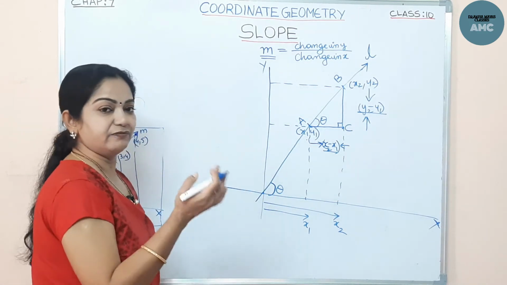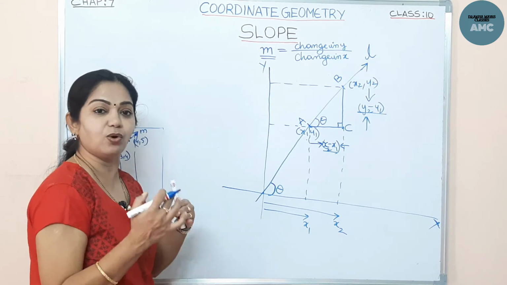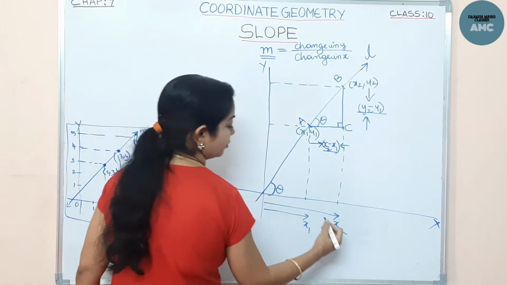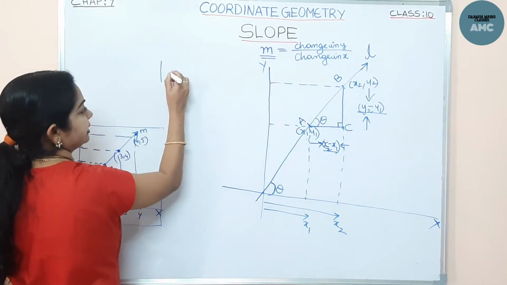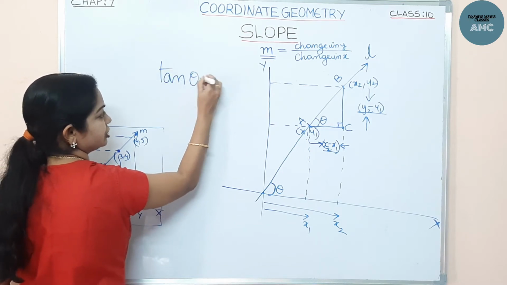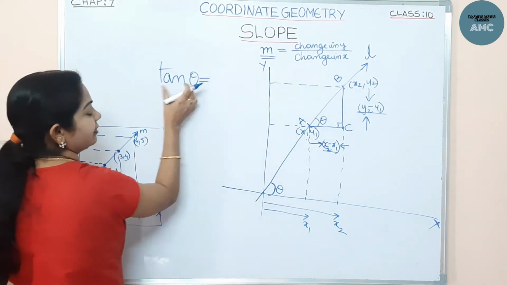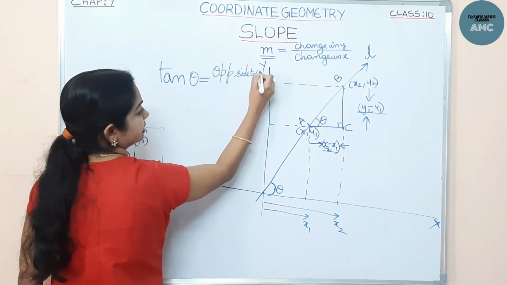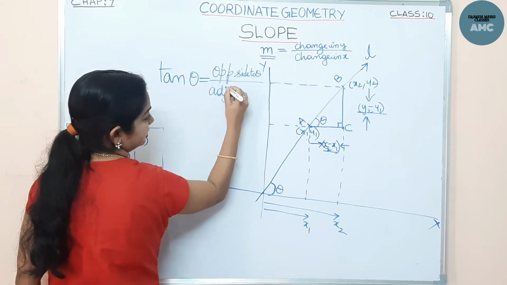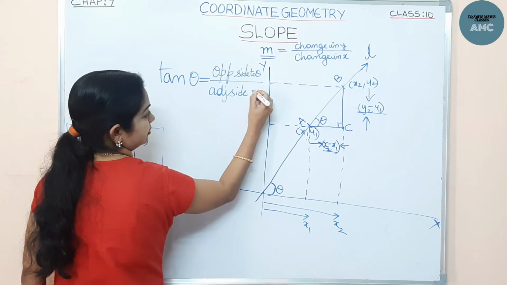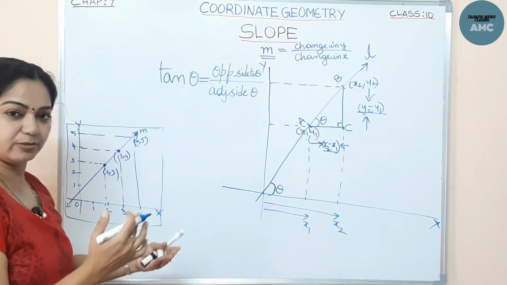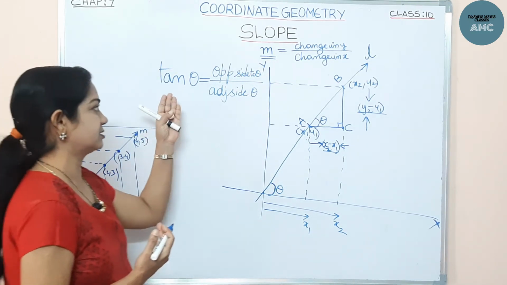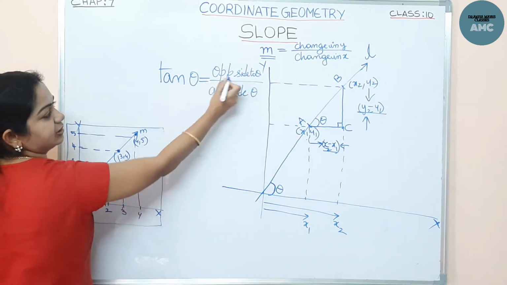Now I am telling that we were discussing that the slope is the inclination or the angle subtended, or it is called the steepness of a line. Now here we all know tan theta. We have discussed tan theta in our trigonometry, right? Now tan theta is equal to the opposite side to theta by the adjacent side to theta. Those who have not watched the trigonometry videos, please do watch them. We have discussed this long back.